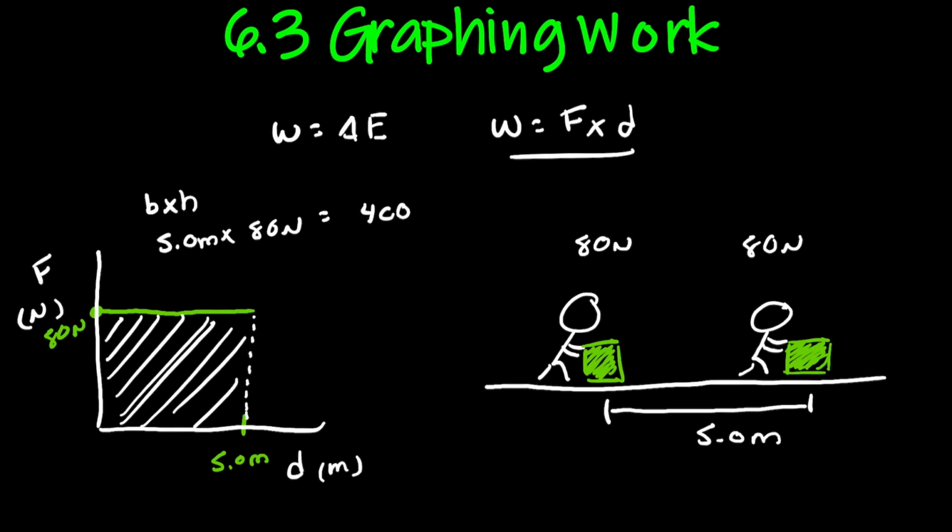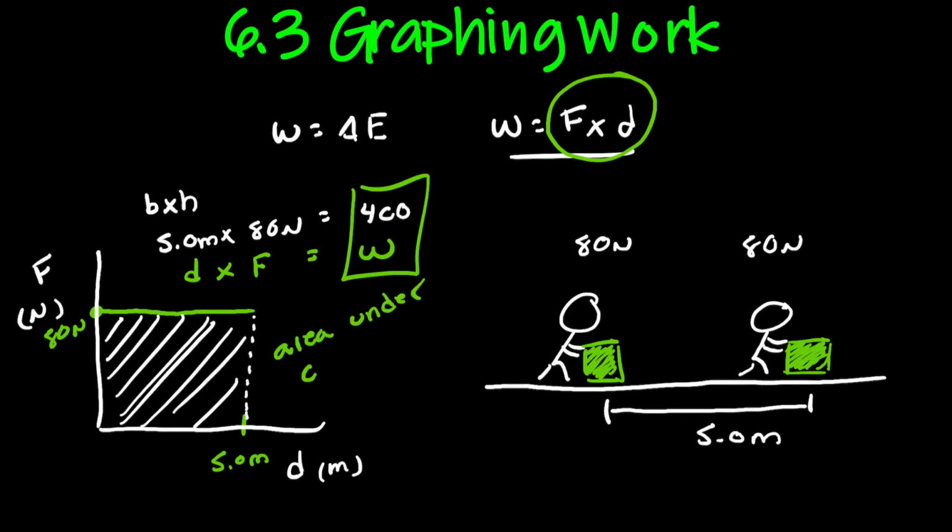To consider what this means, let's look at what we did. We took the distance multiplied by the force. This is the same as force times distance from this equation. So then what my area must equal is the work that was done. So the area under the curve is equal to the work. And that's pretty much the whole concept for this lesson. Find the area under the curve, and that represents work.